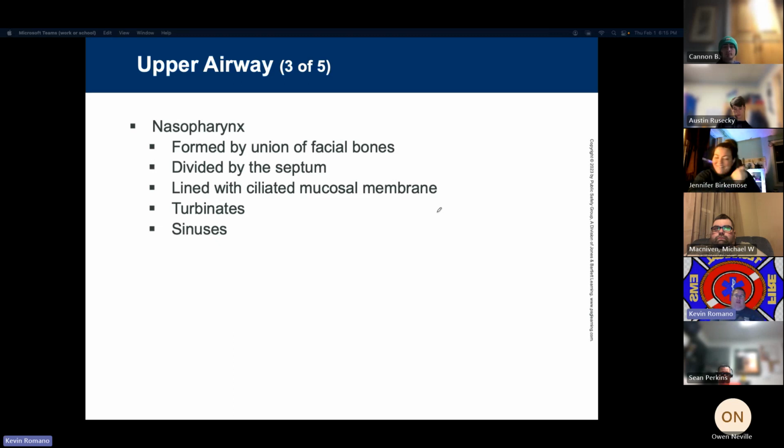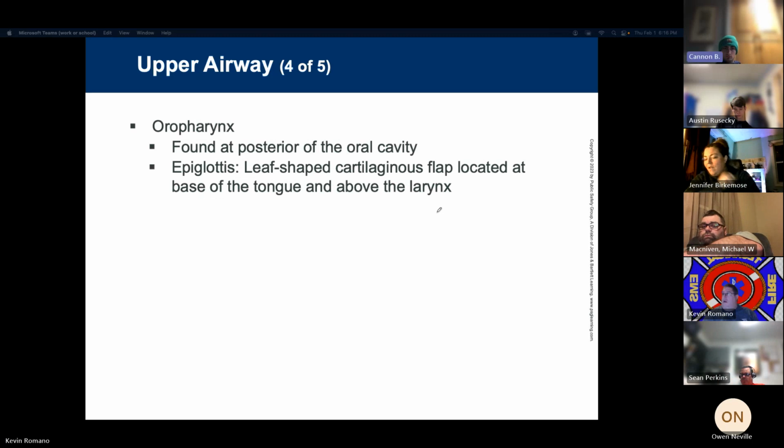So the tissues of the nasopharynx are extremely delicate and highly vascular as well. Unfortunately, there's no photo on here at all that actually shows the turbinates of the nose. Right. So the oropharynx, which is part of the throat found at the posterior of the oral cavity. The epiglottis is a leaf-shaped cartilaginous flap located at the base of the tongue and above the larynx.